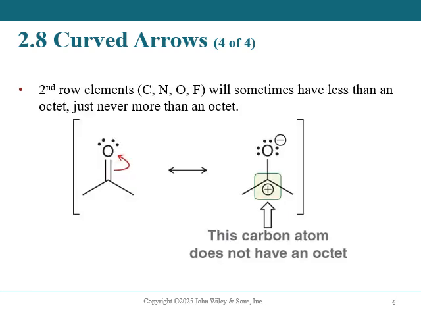Second row elements will sometimes have less than an octet. That is perfectly okay. That actually does happen fairly commonly, but no more than an octet. Right? We can't hold more. We can certainly have less in some scenarios.